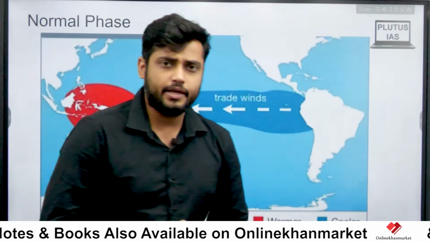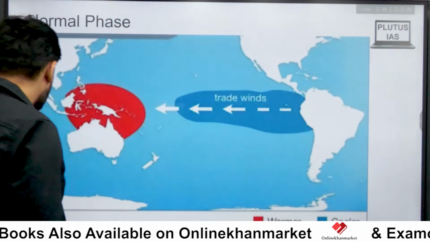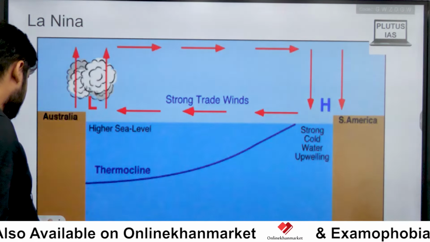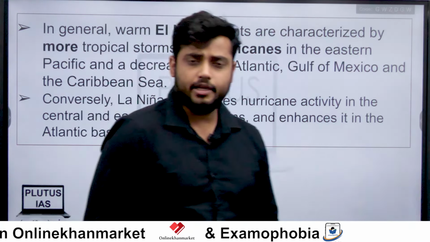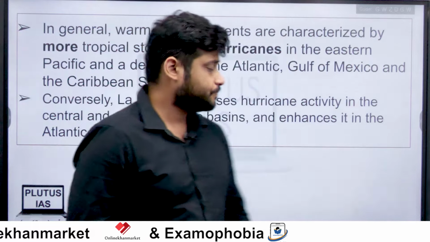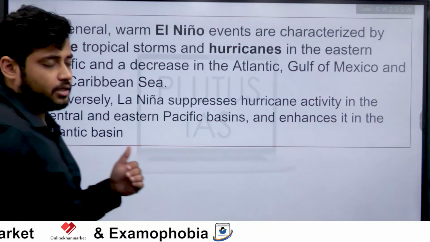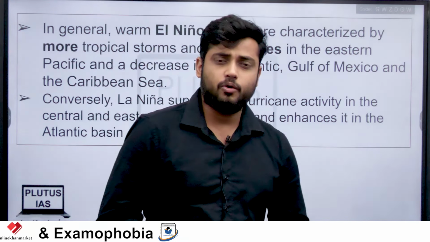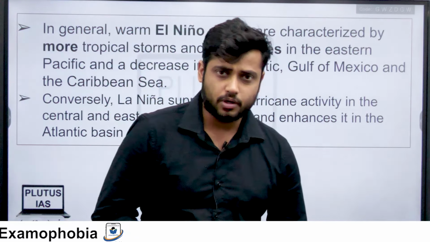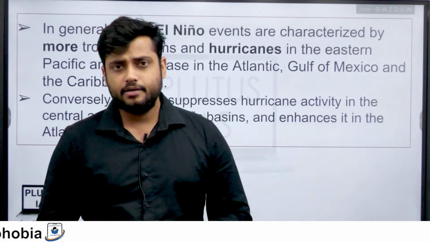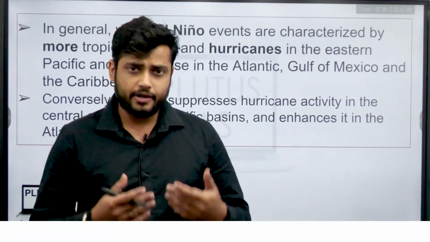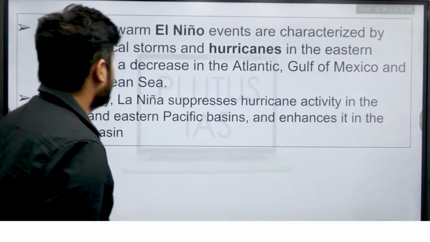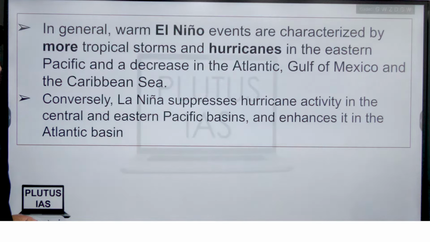The incidence of the hurricanes decreases. So this is also one of the teleconnections. We have seen that El Nino is negatively correlated with the Indian monsoon, and La Nina is positively correlated with the Indian monsoon. In a La Nina year, the Indian monsoon increases. We have a higher probability that the rainfall would be good in the Indian subcontinent region.